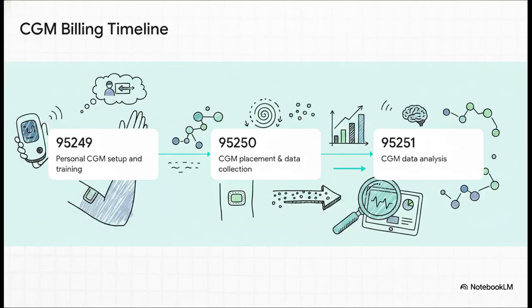When it comes to continuous glucose monitoring, try to think of your coding as a chronological journey of the patient's experience. First, the patient gets 95249 for their initial personal setup and hands-on training right there in the clinic. Next, 95250 covers the actual placement of the device and the invisible continuous data collection happening in the background over several days. Finally, the provider's hard work analyzing and interpreting all those hundreds of glucose readings to adjust the care plan, that's billed under 95251. It's a complete story, right from the unboxing all the way to the clinical insight.